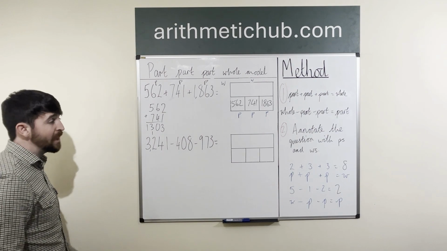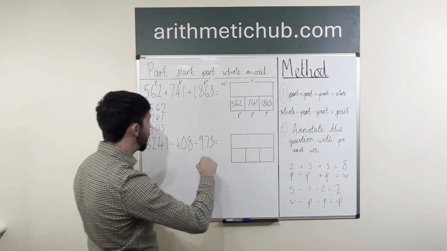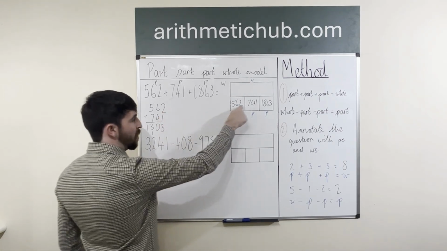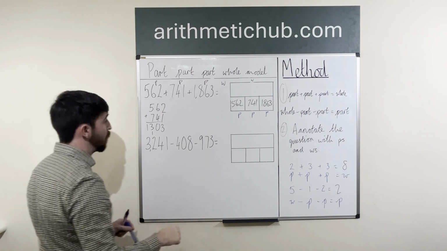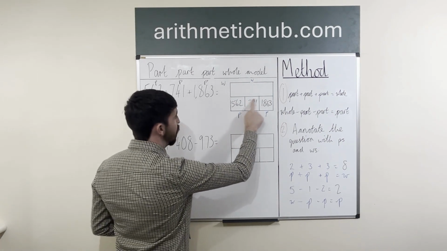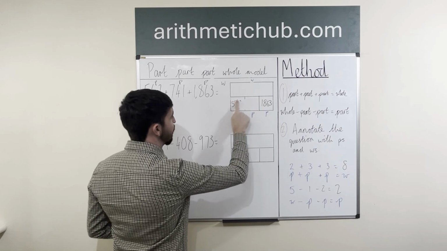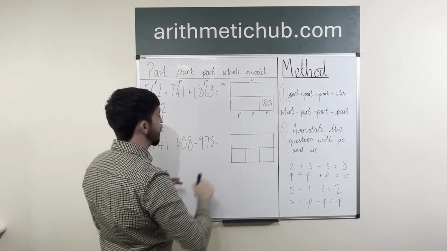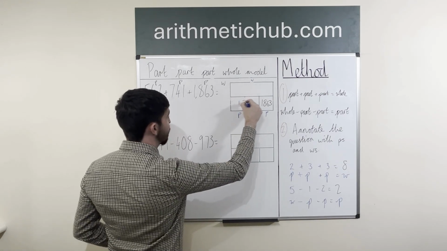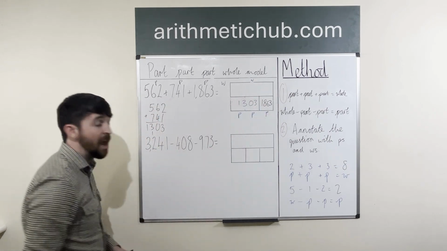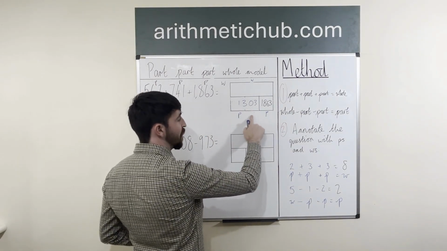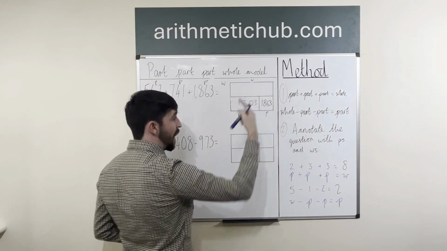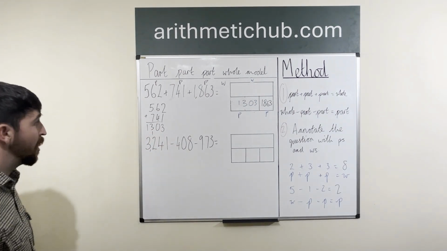Now, one thing we can do here with our bar model is we can say, right, well, if we add these two parts together, we know the total is going to give us 1,303. So what I could do is get rid of this and say, actually, this part here is 1,303. And now it's just a case of adding the other two parts together, because now we just have this part here and this part here. We add the two parts to make a whole.